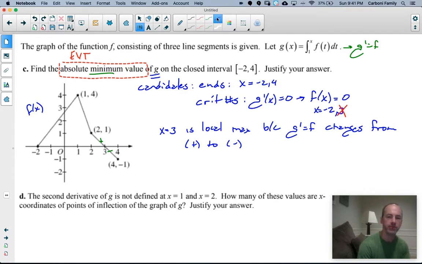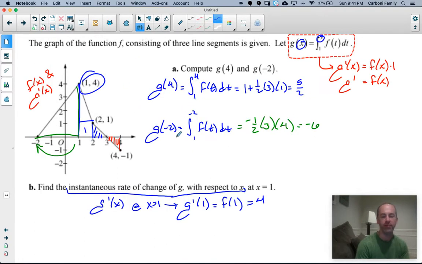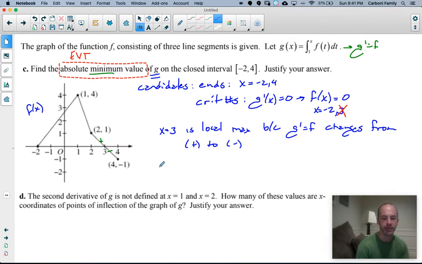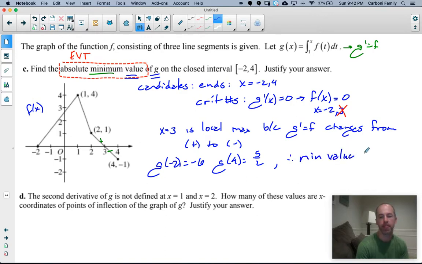And here's what I referenced a minute ago. This one's going to be really nice because in part A, we found the values of g of -2 and g of 4. G of -2 was -6. G of 4 was 5/2. And so I'm allowed to just import those answers. I'm looking for the absolute minimum. Therefore, and it does say the minimum value, which means the y-coordinate, the minimum value is -6. And there is your answer.